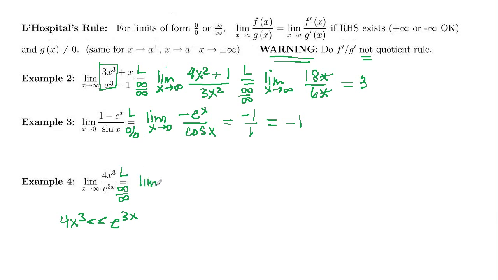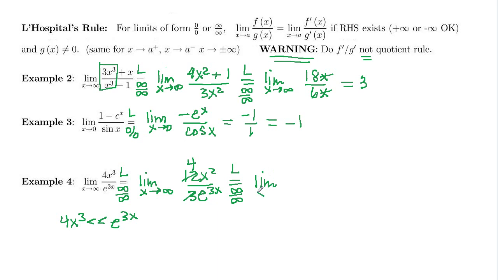So this will be limit x goes to infinity. In the numerator, derivative 4x cubed is 12x squared, power rule. And derivative e to the 3x is e to the 3x, and then times the derivative of that inside function, 3. So we can cancel the 3 into the 12. We've got a 4x squared in the numerator, but this is still form infinity over infinity. Top and bottom both going to infinity still. So we can use L'Hopital again.